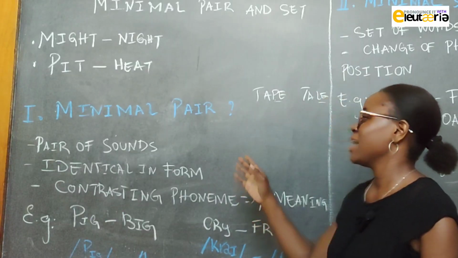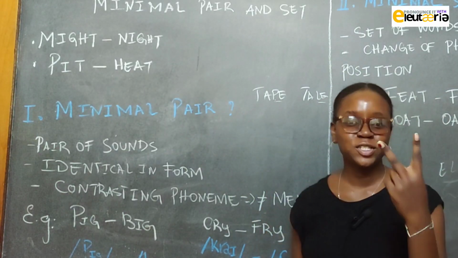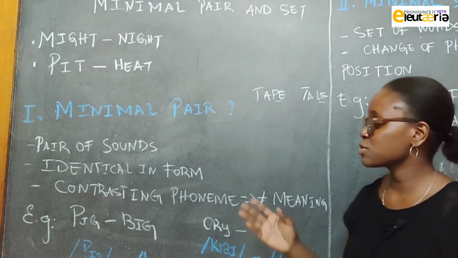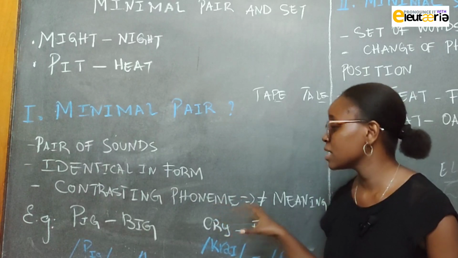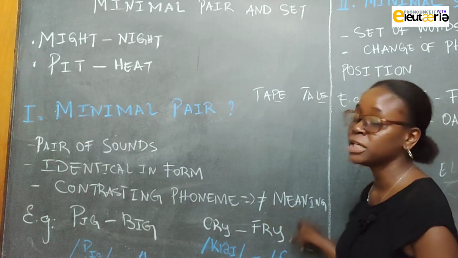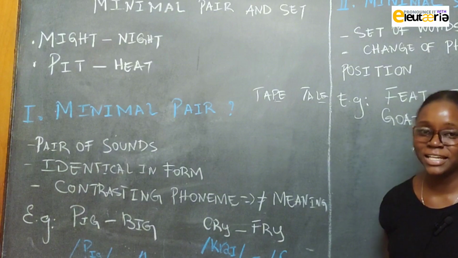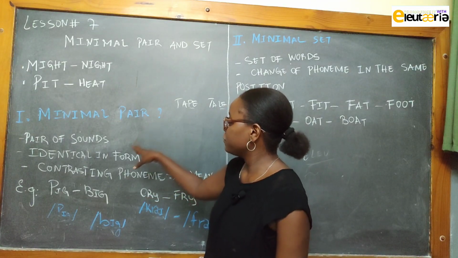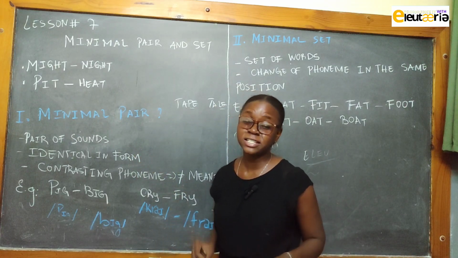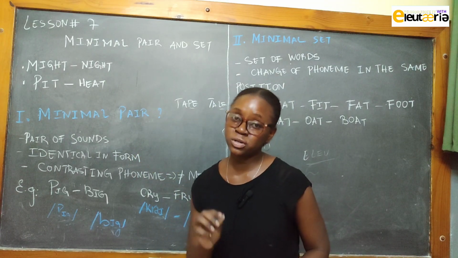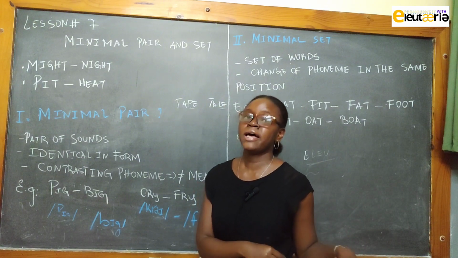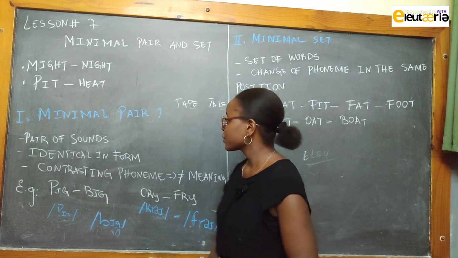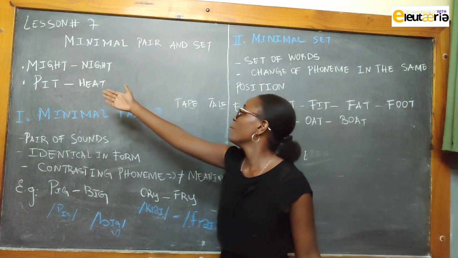A minimal pair, first, the pair refers to two things, which means that we have two sounds. What kind of sounds? They are identical in form, but they have a contrasting phoneme that causes a different meaning between them. A phoneme is a sound. So, if we have two sounds that share identical form, but they have a contrasting phoneme in a specific position that is the same in the two sounds, we are before a minimal pair. The example we can take is, once, light and night.